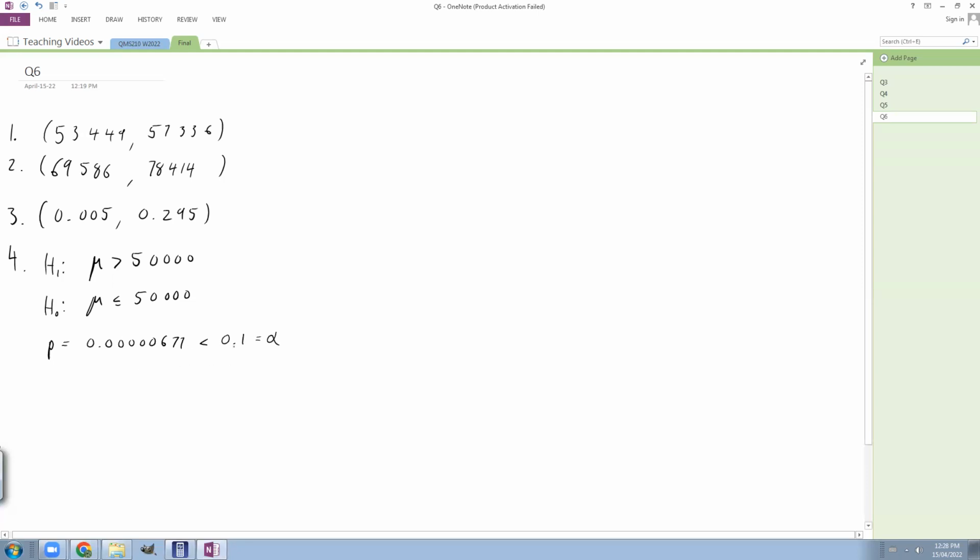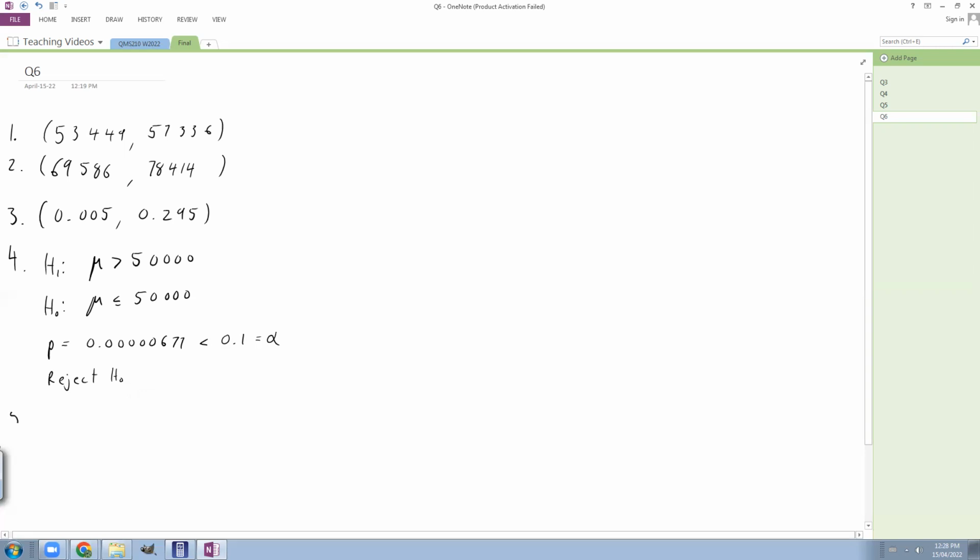So when the p-value is less than alpha, we reject the null hypothesis. This is our null hypothesis. If we reject this, that means we believe the alternative is true. So we do think that the average salary for inside salespeople exceeds 50,000. And that's our conclusion. Yes, we have enough evidence to say that the mean exceeds 50,000.